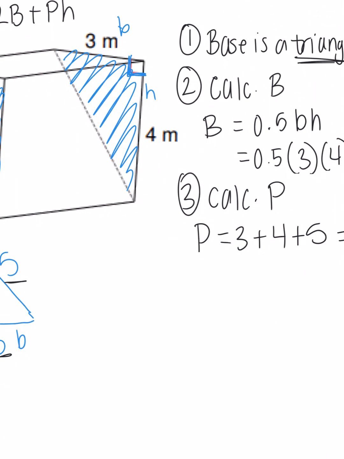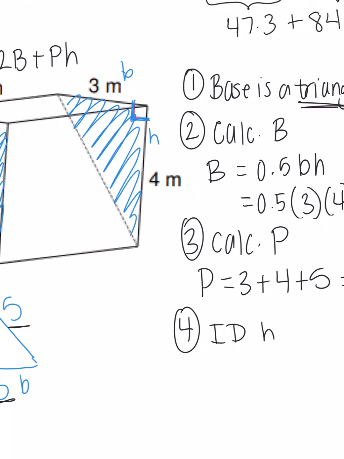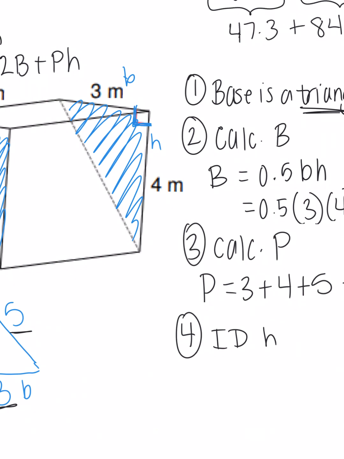And then last, we want to identify the height, meaning the height of the whole prism, not of just the triangle. I know the height of my triangle is 4, but for the height of my prism, I want the side length that's connecting the 2 bases, connecting the 2 triangles. If I look at this picture, I can see that this segment right here is joining those 2 triangles together, which means that the height of my prism is 7.